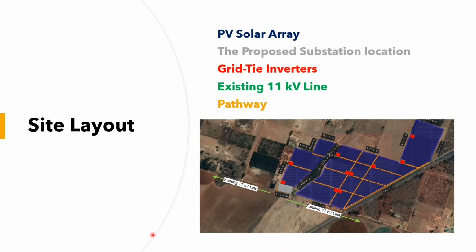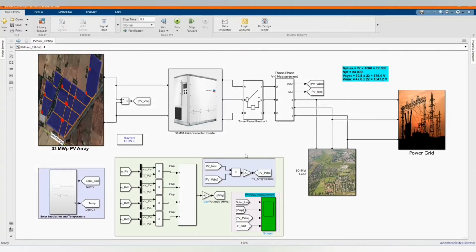Now let's go to our MATLAB. This is our 33 megawatt peak plant in our MATLAB Simulink software. I will be introducing each component and the parameters of each component. All these parameters, you can get from the library browser.